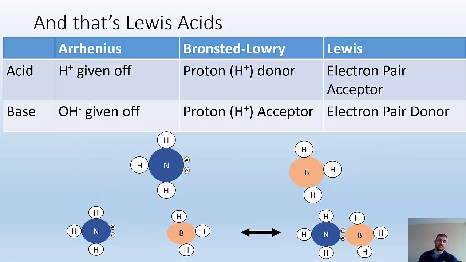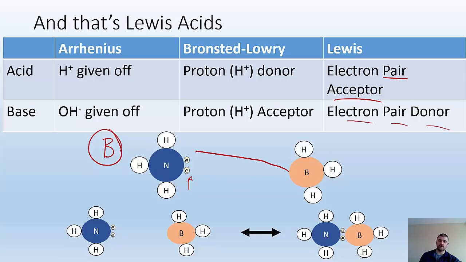And that's Lewis acids, right? A little summary right there. Lewis acids have to do with an electron pair acceptor, and the bases electron pair donor. So here, NH3 is the base because it is donating the lone pair of electrons, and BH3, which is going to accept them, is the acid.